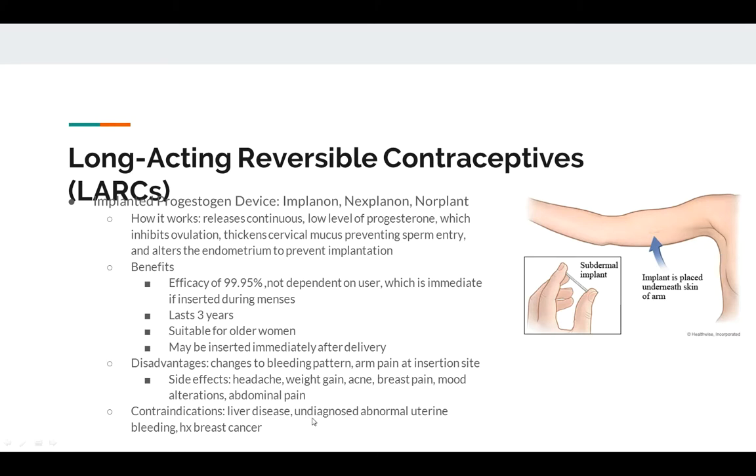It only contains progesterone. It can be used for older women. You can put it in immediately after delivery. Actually, you can put in the Mirena IUS and the Skyla IUS immediately after delivery as well. And then it can cause some side effects.